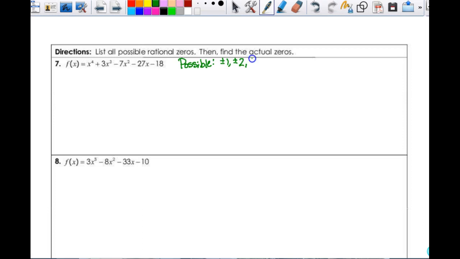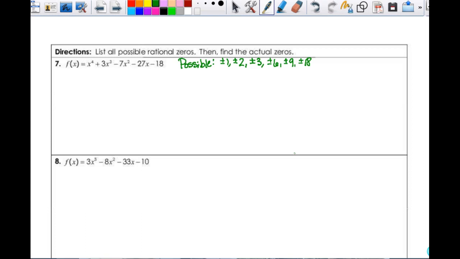Does 3 work? Yes. 4? No. 5? No. 6 does. So that means I can jump to 9 and then 18. So this is not something that I can factor with the kind of factoring skills we have right now. That's why we need to do this.